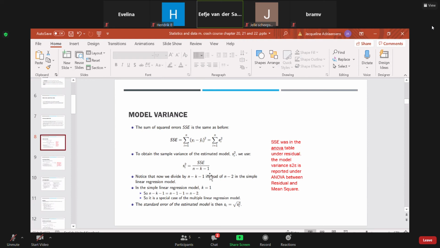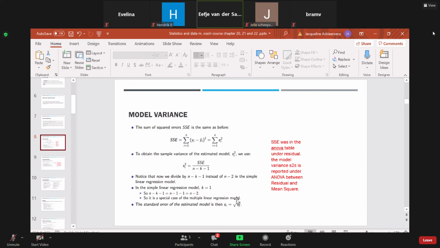So you divide by n minus 2. But in a bigger model, so in a multiple regression model, you get more variables, because variables are all the x's and you still also have the beta 0. So the k is the number of variables that you have, and the 1 stands for the beta 0. In a simple regression model, k is 1 because you only had the one x variable, and then 1, so n minus 2. It's actually thus a special case of the multiple linear regression model.